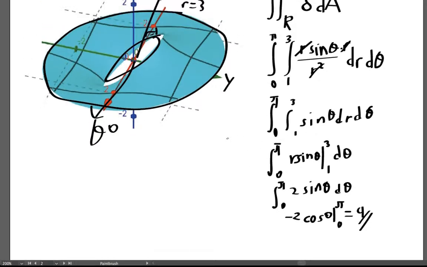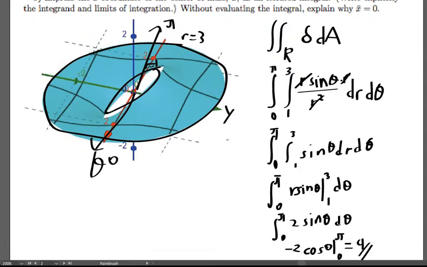So yeah, it's a pretty quick thing to do. Okay, good. And so now, express the x coordinate of the center of mass x bar as an iterated integral. Write explicitly the integrand and limits of integration. Without evaluating the integral, explain why x bar equals 0. Okay, this is something that you also need to know.